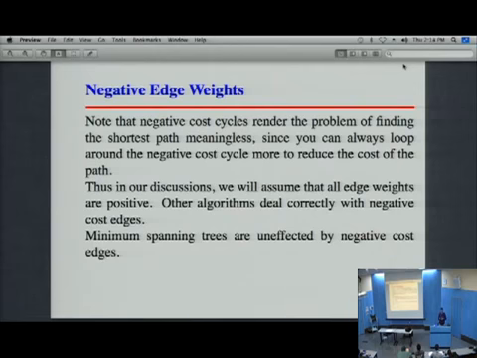Yes? In that example, would adding 5 to all the weights work? Well, would adding a fixed amount to every edge weight solve the problem? And I claim the answer is no, and it's no for an interesting reason. So let's maybe go through this, because this is actually kind of interesting.